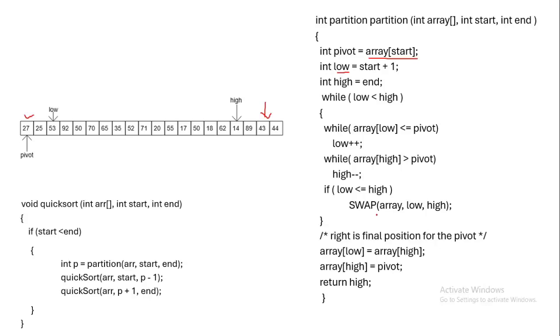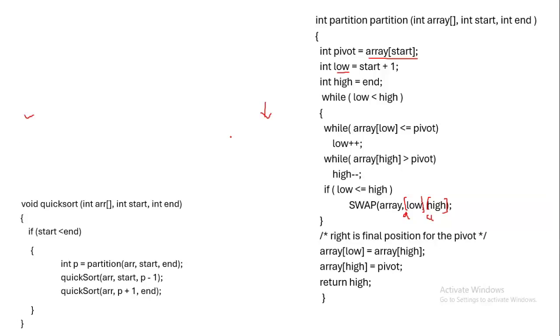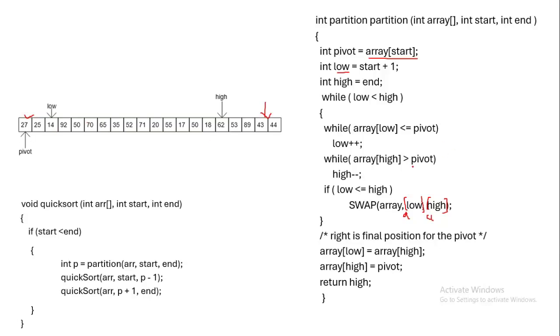So the element at position low is swapped with the one at high. Over here, instead of low and high, it should be array of low getting swapped with array of high. Elements are getting swapped over here. Now see, 14 will occupy this position, 53 will occupy this position. After that, again continue the same, as there are still some elements pending for comparison.